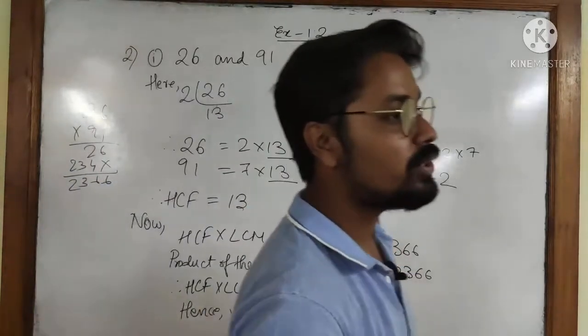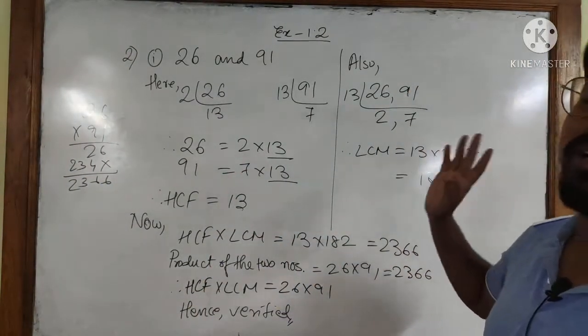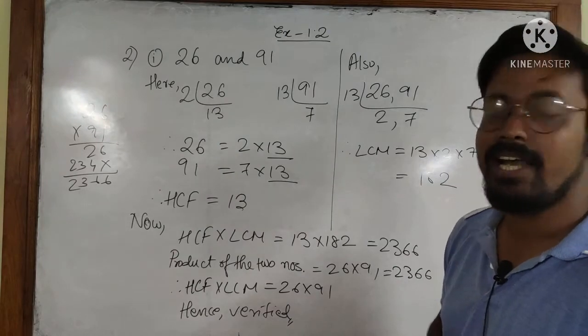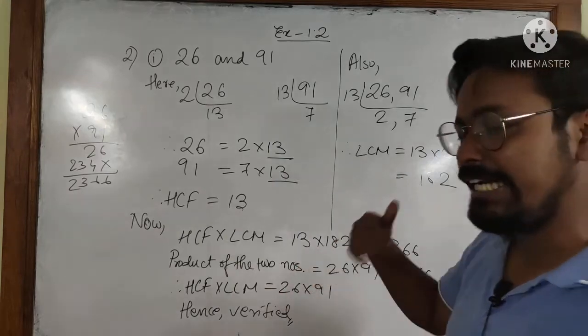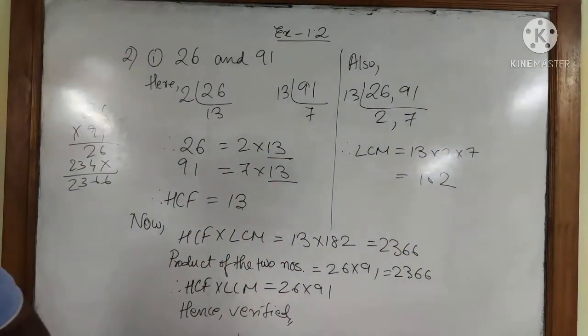Now there is a way to check whether you have done the HCF and LCM correctly or whether you have done some error. If this product is not equal, that means there is some mistake in the sum. So you can rectify it there. Okay. So that's how we have verified question number 2.